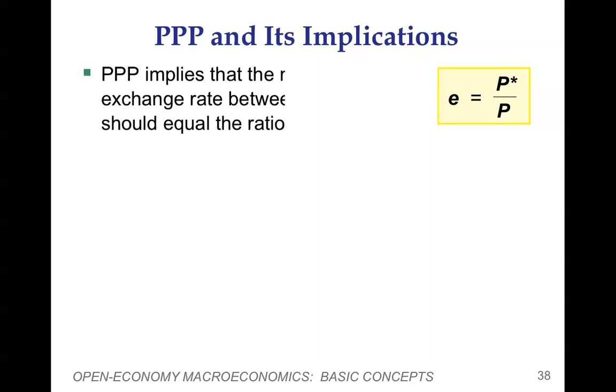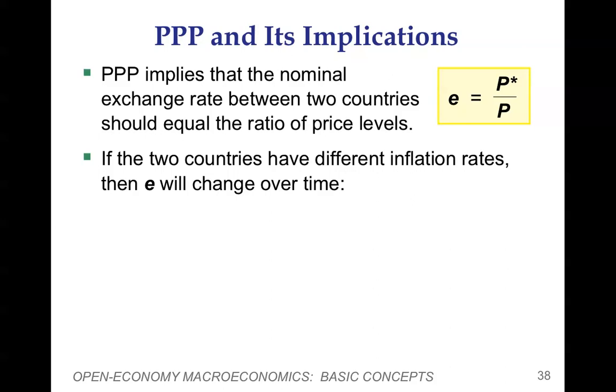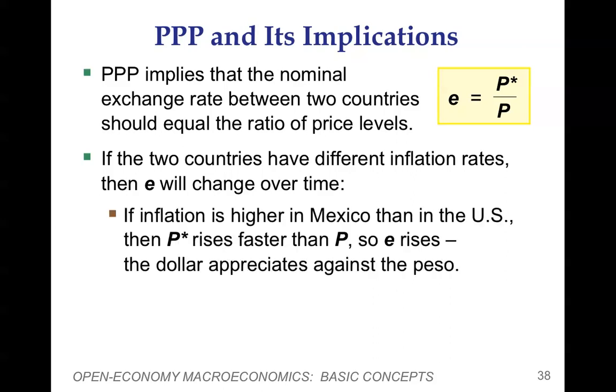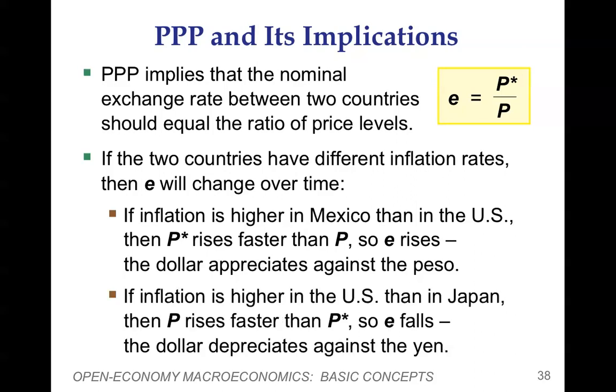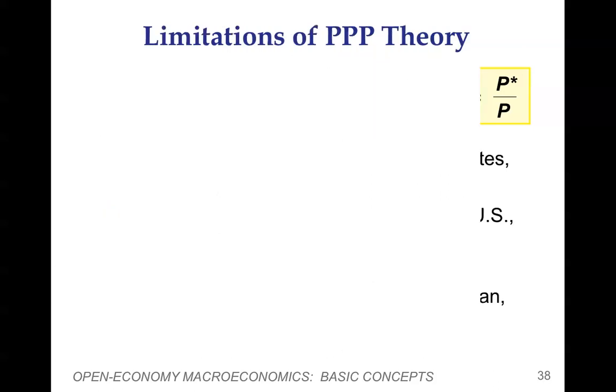Okay, PPP and its implications. PPP implies that the nominal exchange rate between the two countries should equal the ratio of the price levels. If the two countries have different inflation rates, then E will change over time. If inflation is higher in Mexico than in the US, P star rises faster than P, so E rises. The dollar appreciates against the peso. If inflation is higher in the US than in Japan, then P rises faster than P star, so E falls. The dollar depreciates against the yen.